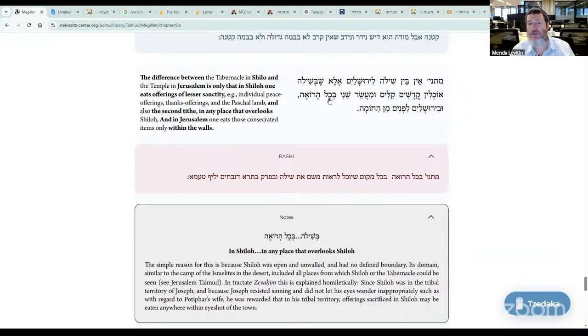There's two reasons to this law. What is the law? The law is that we have different levels of kedusha, where different things are eaten. There are different camps. There are things that have to be eaten in the temple, and there are things that could be eaten in the area of the temple, meaning what we would call Jerusalem. There are certain kodashim kalim, which is, as he translated here, of lesser sanctity. So offerings of lesser sanctity could be eaten in the whole city of Jerusalem.